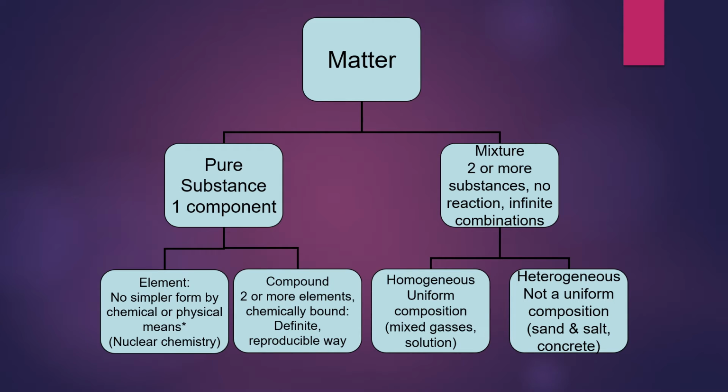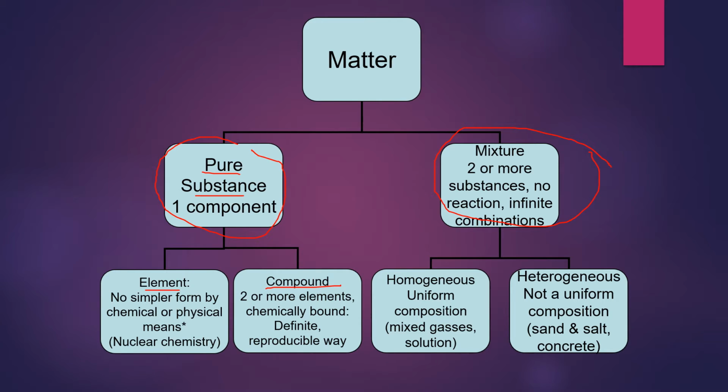All right, so now we're going to take matter, which is anything that has mass and occupies space, and we're going to subcategorize it. So matter can be split into two different categories, one being a pure substance, the other being a mixture. So we can take these two categories and break them down even further. We can take the pure substances and break them down into elements and compounds. Now I would remember these definitions of elements and compounds. You will see them again.